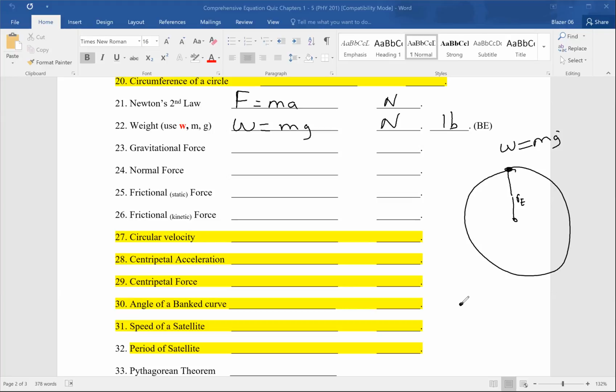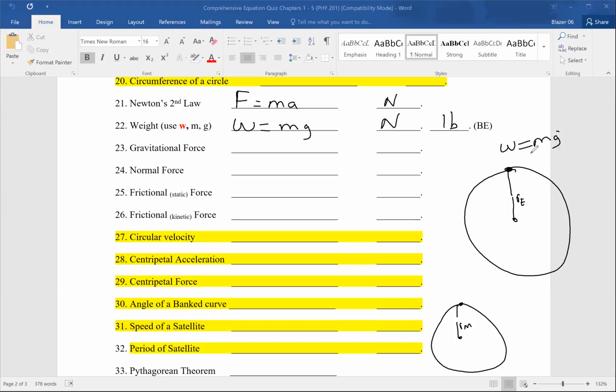So now the object is sitting on the surface of the moon. This is the radius of the moon, and the object is sitting here, a 1 kilogram object on the moon. That's a poor circle, I know. So then what do we say up here?